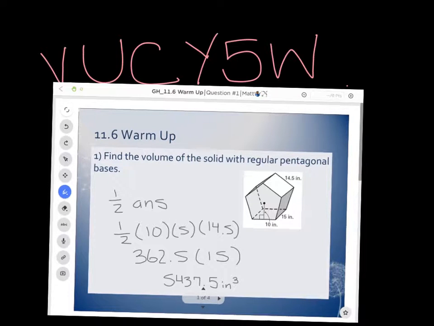Number 1 said find the volume of the solid with the regular pentagonal bases, right? So it says it in the directions. It won't always. It'll either give you the picture, you've got to figure it out, or it will give it to you without a picture. But we know the bases are a pentagon. So this would be a pentagonal prism because there's 2 bases. So the volume is the base area times the height. The base area is what changes depending on the shape of the base. This base is a pentagon, so we find the area of a pentagon by doing 1/2 a n s.